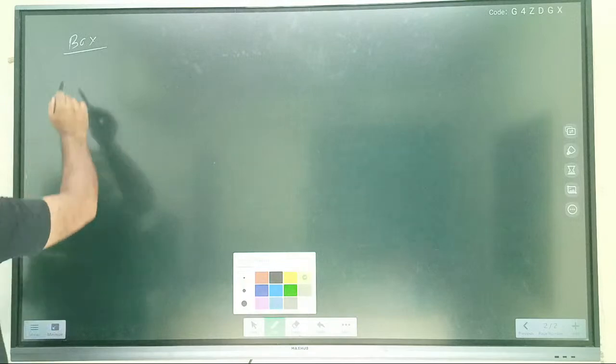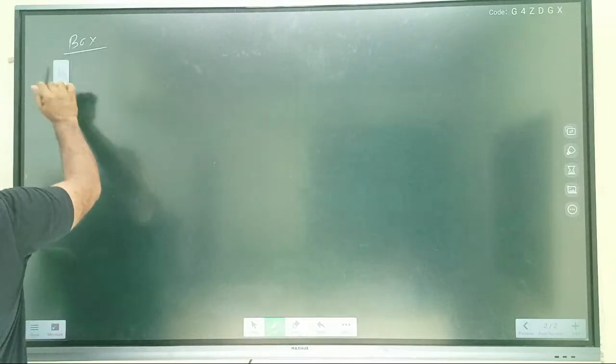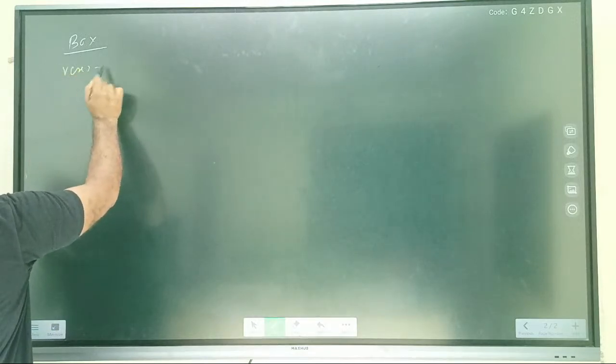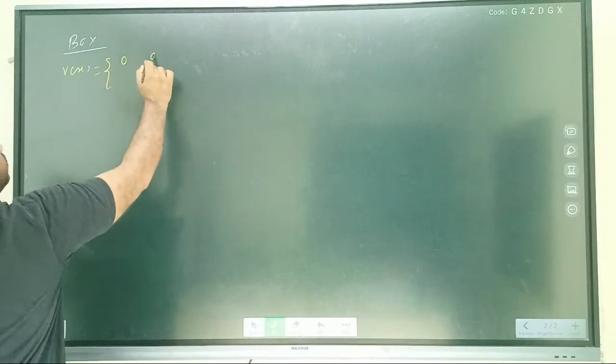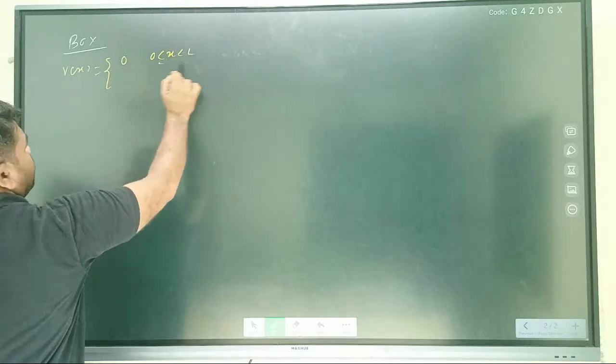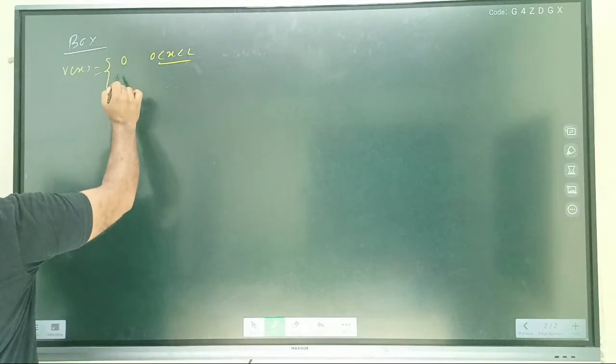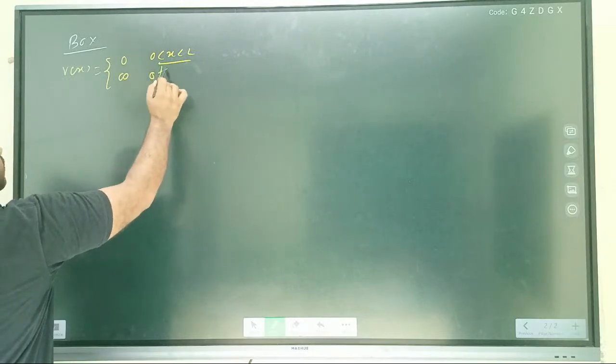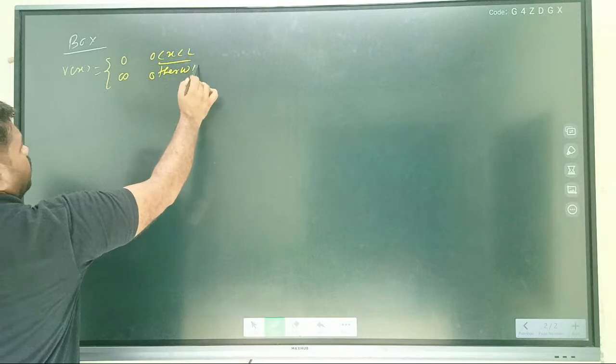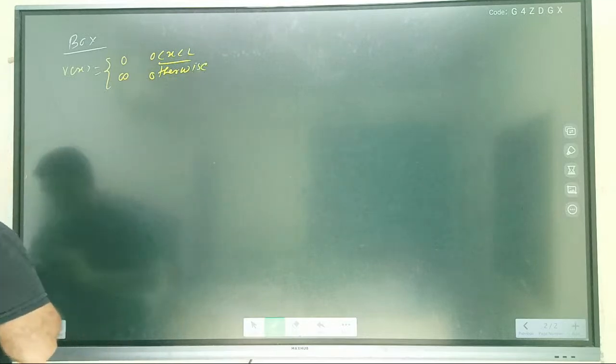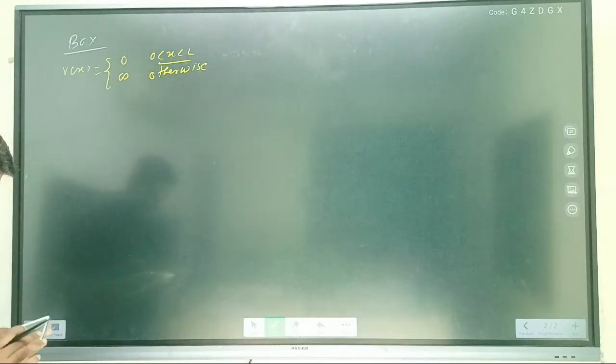Simple. What is the wave function psi of x and what is the potential V of x? V of x is equal to 0 in the region 0 is less than x is less than L. In this region potential is equal to how much? 0, and infinity otherwise. Infinity otherwise. Clear?